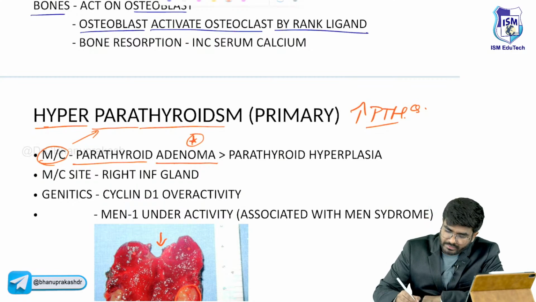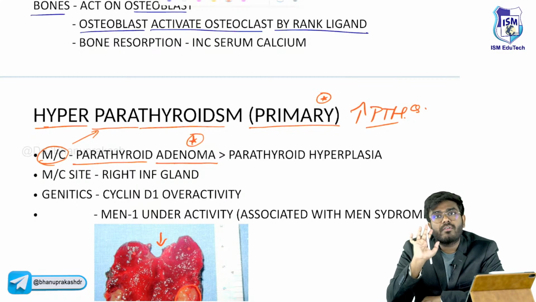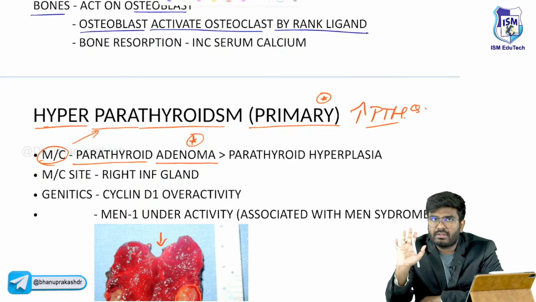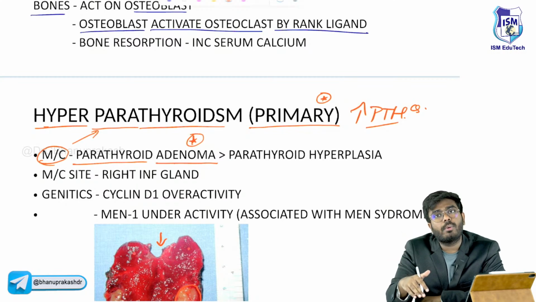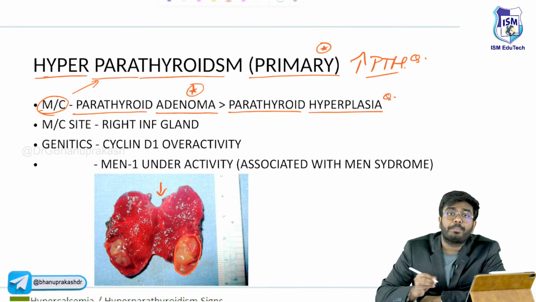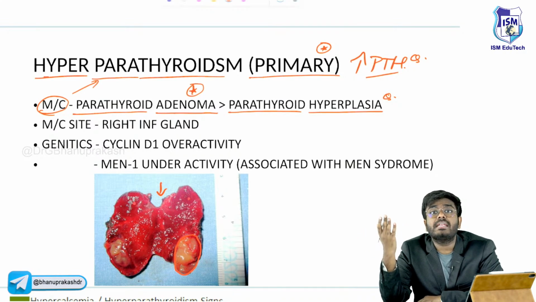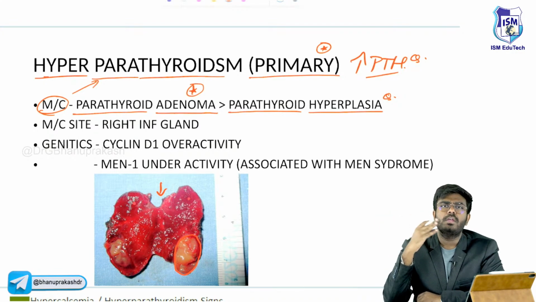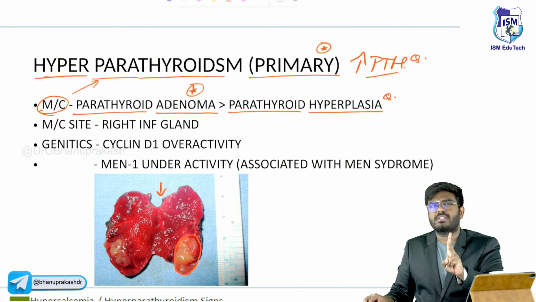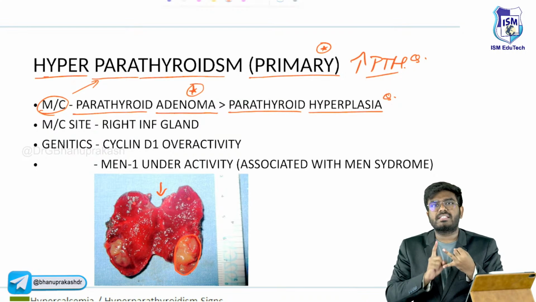Right now, I am talking about primary hyperparathyroidism. Primary means there is some problem at the level of the gland. What is that problem? Parathyroid adenoma. Or there can be parathyroid hyperplasia. The parathyroid glands have undergone hyperplasia. Not a tumor, just the parathyroid glands become bigger. Parathyroid hyperplasia is seen in syndromes like multiple endocrine neoplasia, MEN syndrome. So, what are the two causes where the parathyroid hormone levels are going to be elevated? One is parathyroid adenoma. Second is parathyroid hyperplasia.